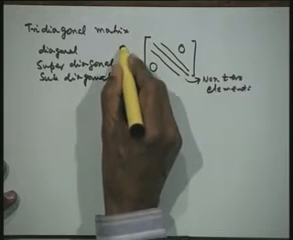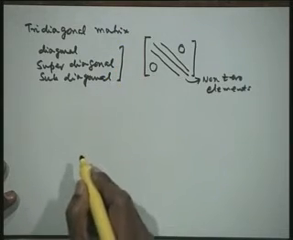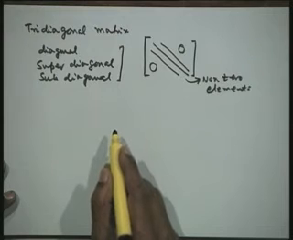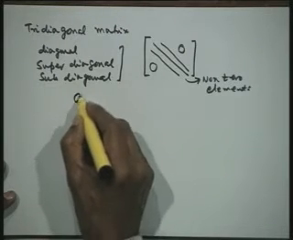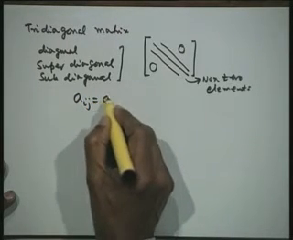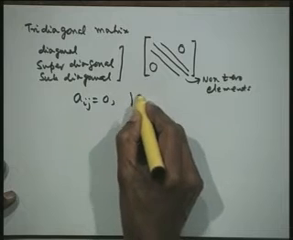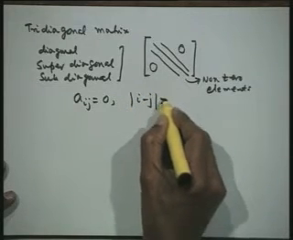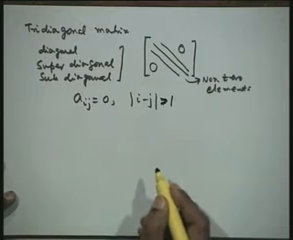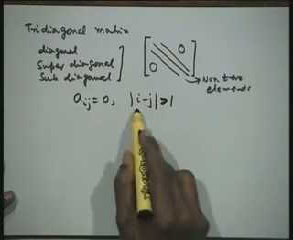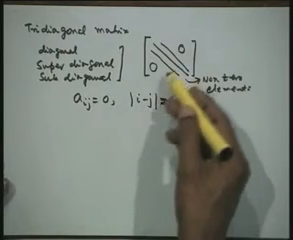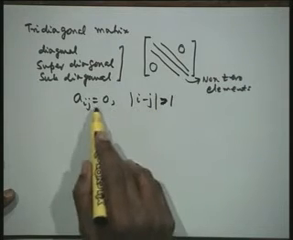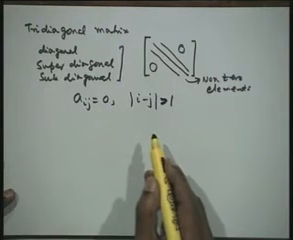So, the elements of these 3 arrays are non-zero and all other elements are zeros. Mathematically, of course, we can say that Aij is equal to 0 for all i, j such that the magnitude of i minus j is greater than 1. So, only if the magnitude of the difference is 1, that means only these 3 diagonals, it is going to be non-zero, otherwise it is going to be 0 for all other values.